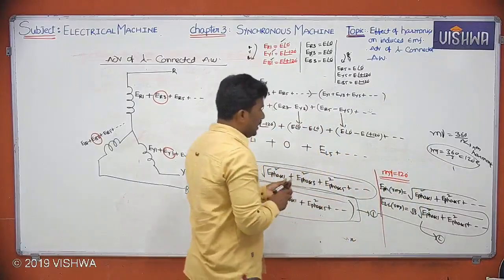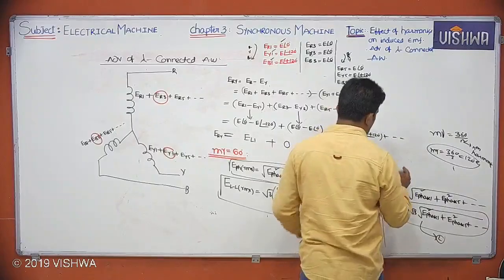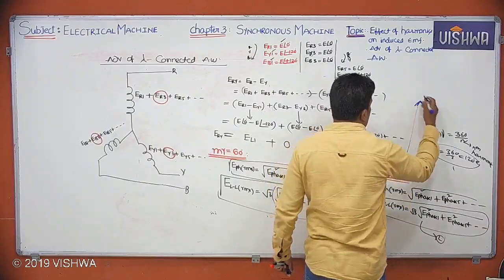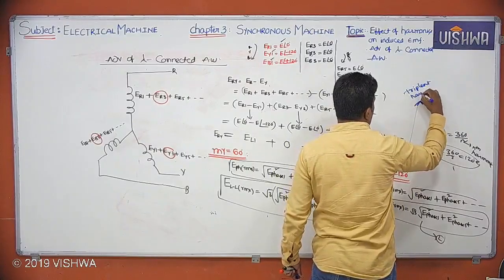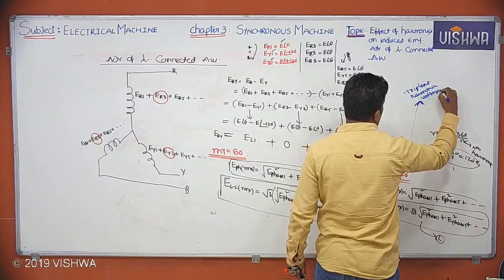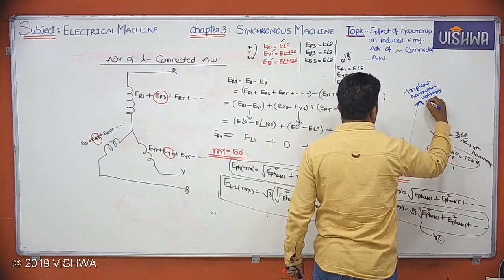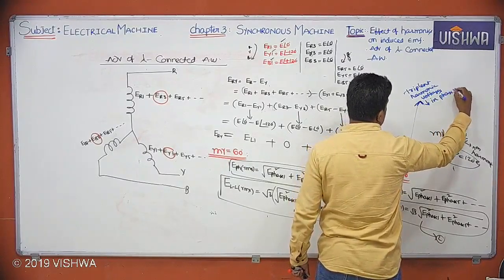So here I am just going to give you a point. Because of mγ 120, what can I say? Triplen harmonic voltages are reduced in the phase voltages.